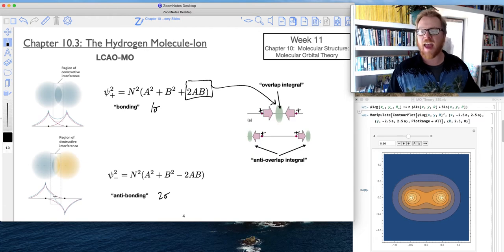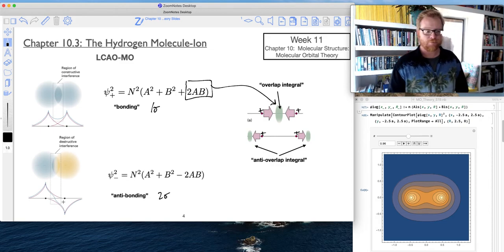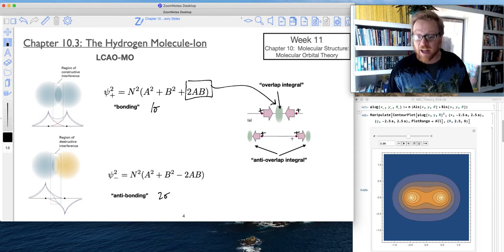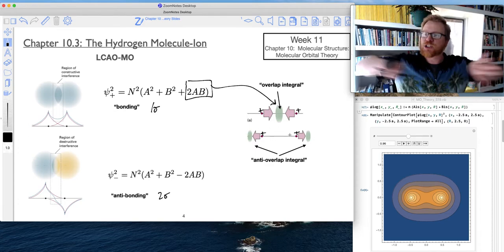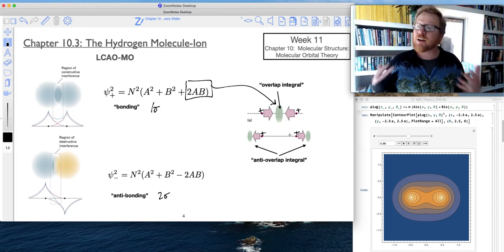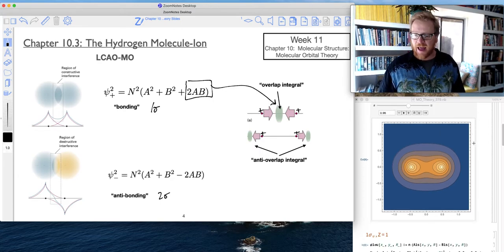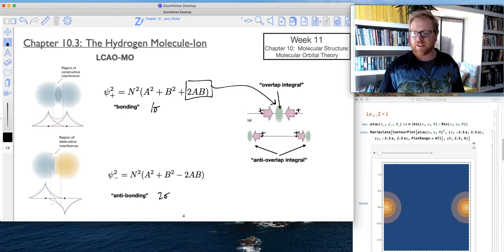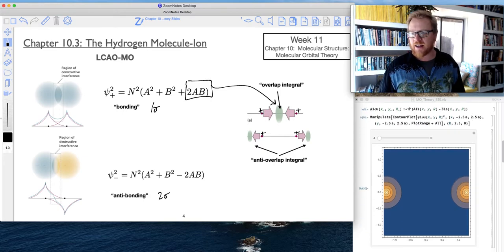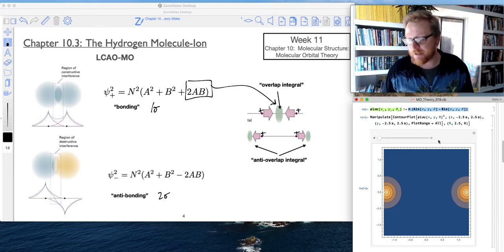So when they get close to each other, they destructively interfere. And so now there's no electron density between the two nuclei. Rather, the electron density is pushed out away from the internuclear zone. So it literally is an anti-bond. It's not going to make a bond. And on my model here, if I keep scrolling down, you can see I've got a normalization constant times a minus b, okay?